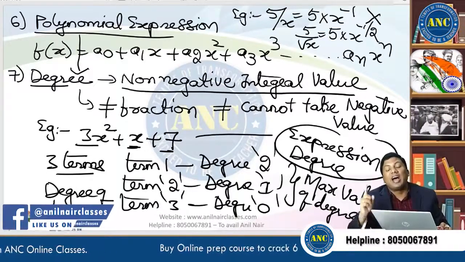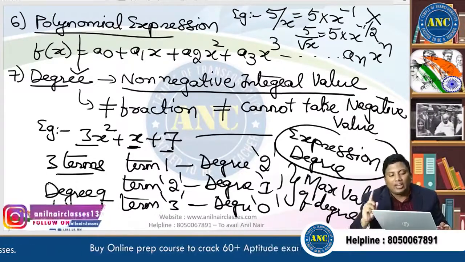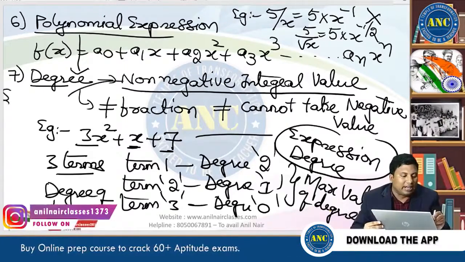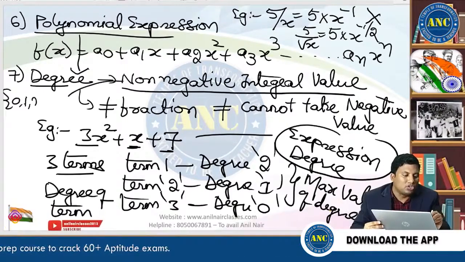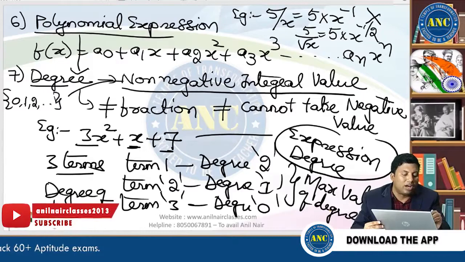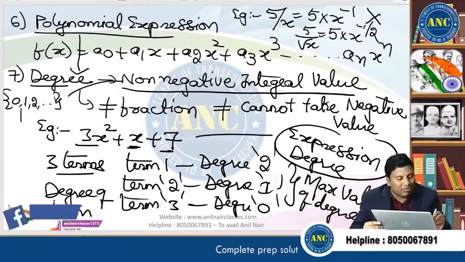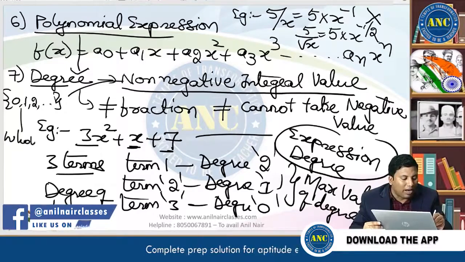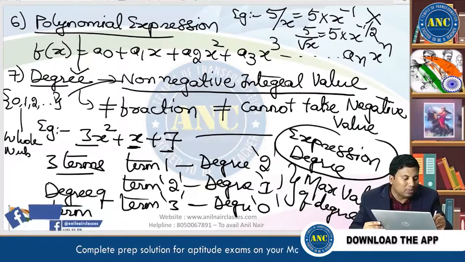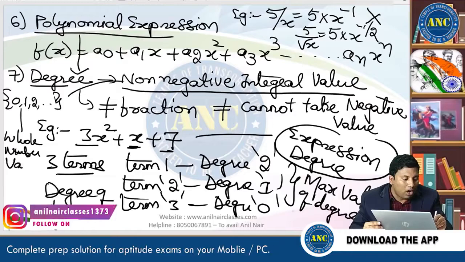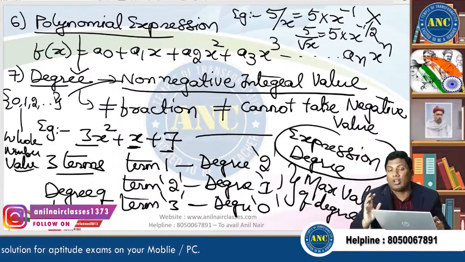A polynomial expression's degree will always be a non-negative integral value. Non-negative means other than negative. Other than negative means it can take anything from 0, 1, 2, 3 and so on. Or in other words, a degree of an expression is nothing but a whole number value. I hope you are all there with me.